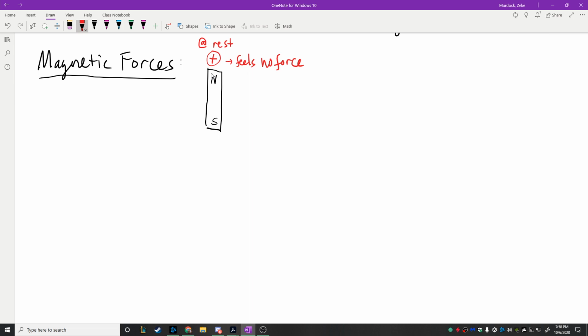The next thing we can say is that if I take a charged particle and I make it move near the magnet, all of a sudden there is going to be a force. Okay, so the next scenario would be, suppose that I have some magnetic field. Let's see, what's the best way to do this? Let's say I have a magnetic field that points like this.